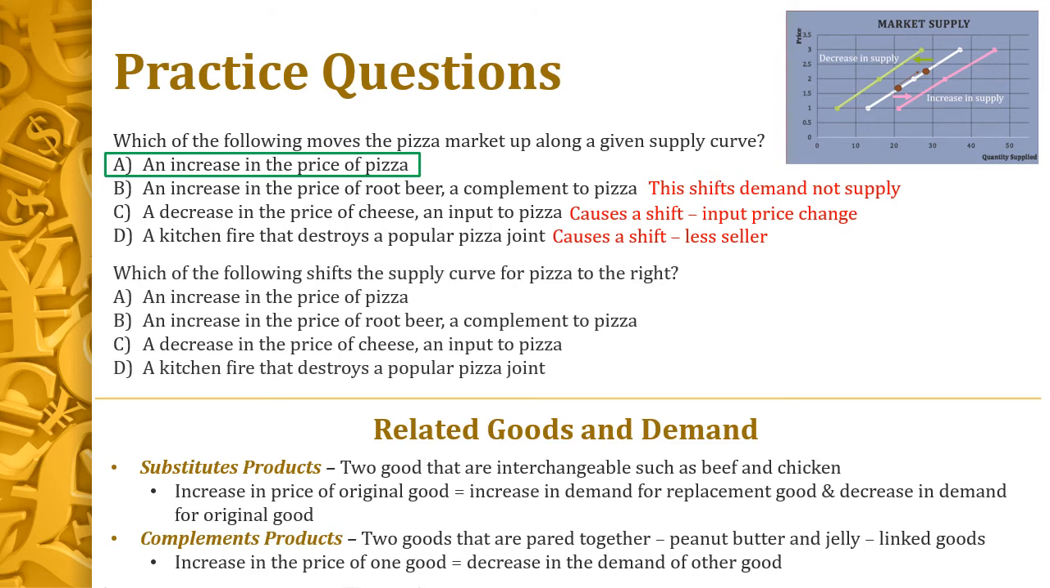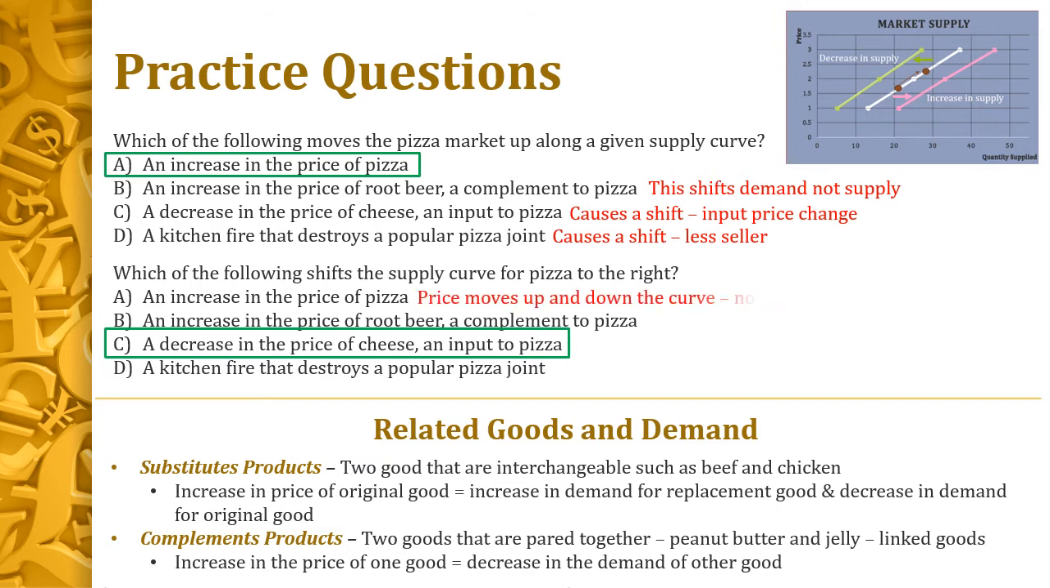Here's another one. Which of the following shifts the supply curve? So this word right here becomes very important. Now we're looking for something that moves the white to either the pink or moves the white to the yellow, but we're asking for pizza to the right. So that means we're looking for something that moves from the white to the pink. And of those choices, we already know the first choice isn't going to be right because that was sort of the answer in the one before. Kind of know B is not right because that has to do with demand and not with supply. So then it's either going to be C or D. And we're looking for an increase. Hopefully you figured out it's a decrease in the price of cheese.